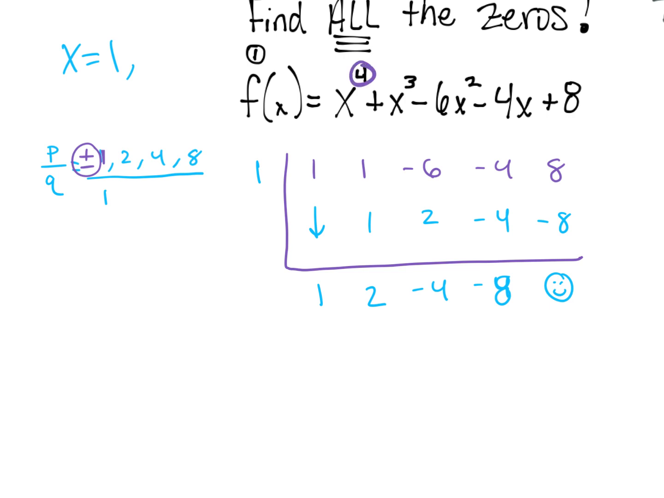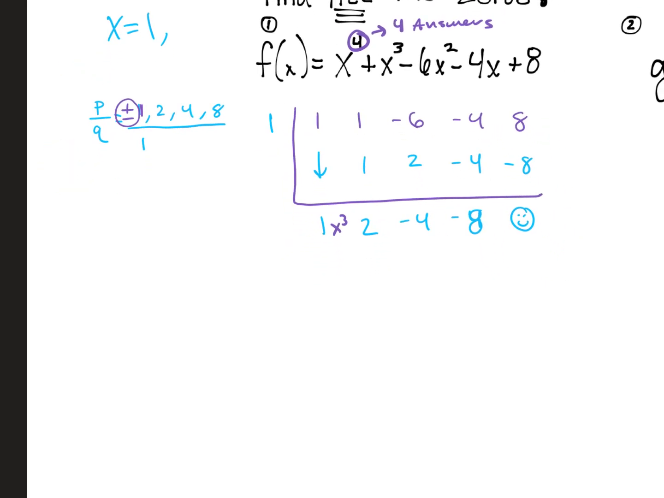Now I started with x to the 4th power, so how many answers am I going to have? 4 answers. So here, this would be x to the 3rd power. Since we have 4 terms, you could try to factor by grouping. If that doesn't work, do p over q again. So let's do p over q again. So we have 1, 2, negative 4, and negative 8. That goes inside the box now. So I'm using the coefficients of the answer that I just got.